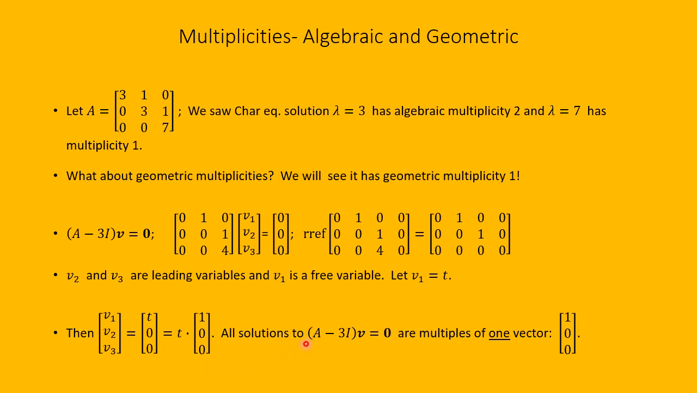So we get that all solutions to A minus 3I v equals 0 are multiples of this one vector. This one vector generates the eigenspace corresponding to lambda equals 3. That means that the geometric multiplicity of that eigenvalue, lambda equals 3, is 1.